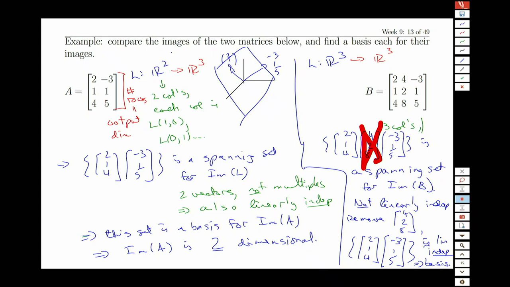Remember, if we take one element out of a linearly dependent set and it's a combination of the others, well, it's not adding anything to the reach, to the span of that set. So I can take it out, and once I get to that point, I get two vectors that are linearly independent and still span that whole space. And so what we have in this case here is the image of B, even though it came with a 3 by 3 matrix here, is two-dimensional as well.